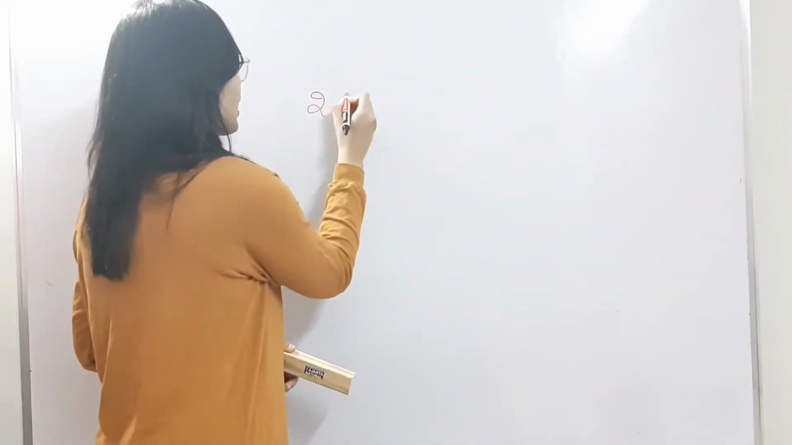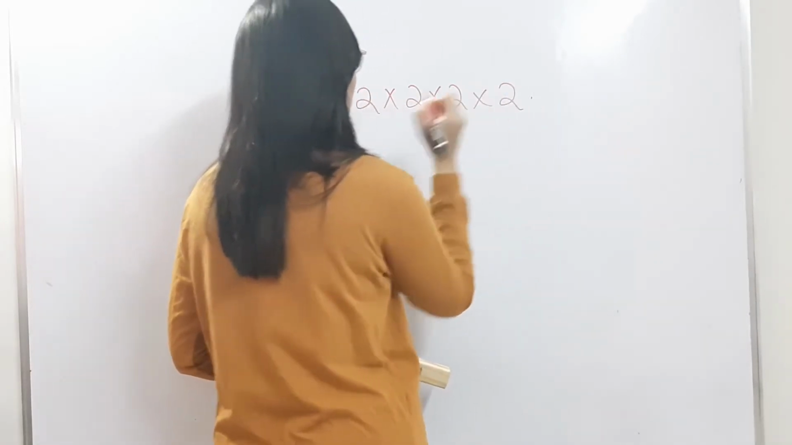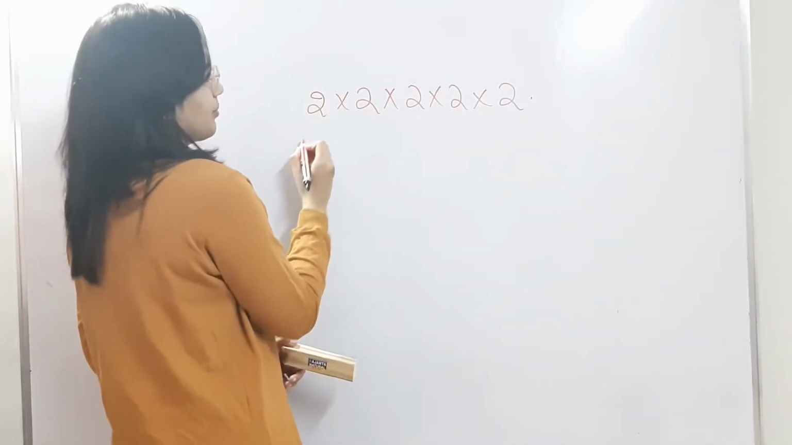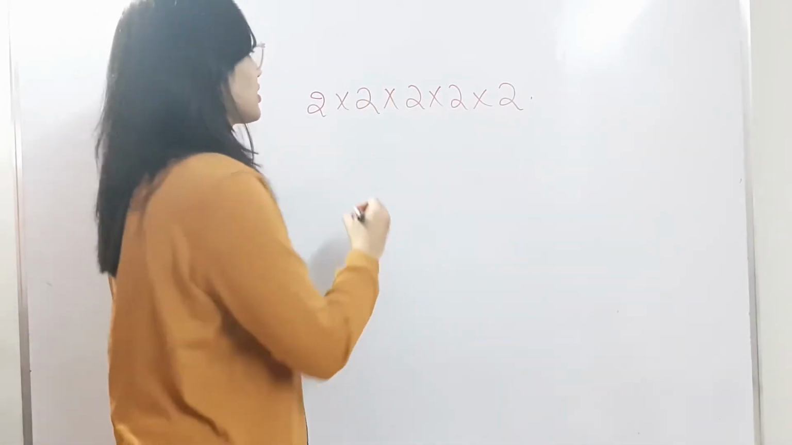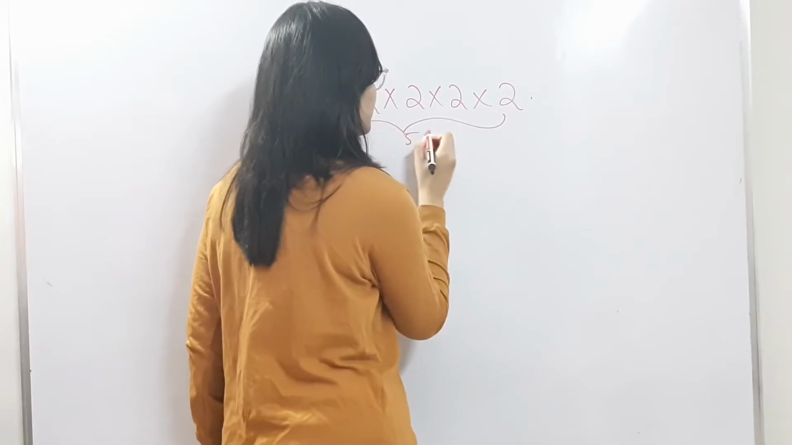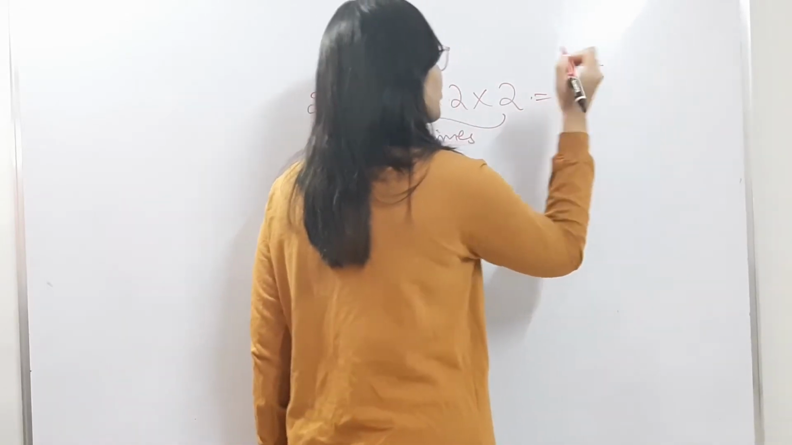What is an exponent? Suppose I multiply 2 five times. Do you every time write this out in order to say that this is 2 multiplied 5 times? Or do we use 2 power of 5?